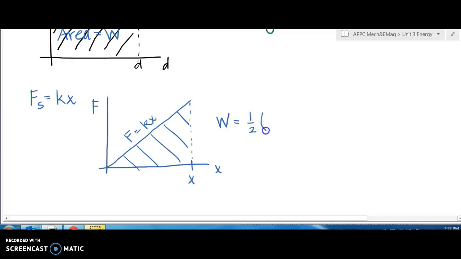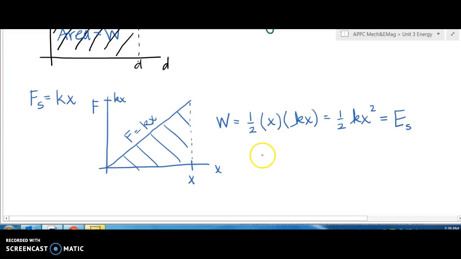How would you find the area then graphically? One half base times height. Oh, how am I going to find the height? What is this force up here going to be equal to? kx. Very good. So multiply that by k times x, and you get 1/2 kx squared, which is the work done in compressing the spring or stretching the spring, which is then also the energy stored in the spring.